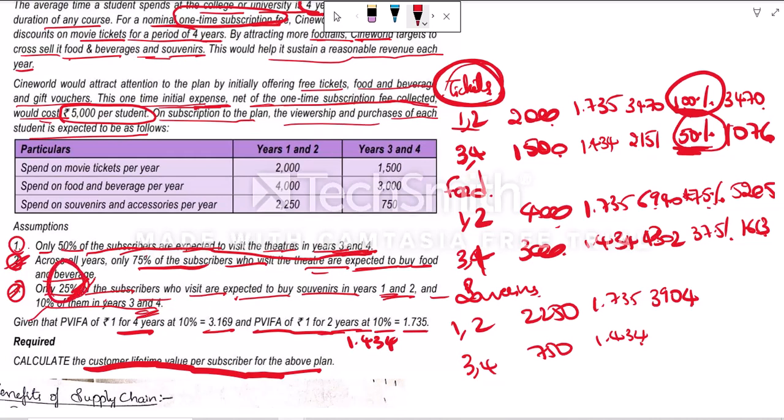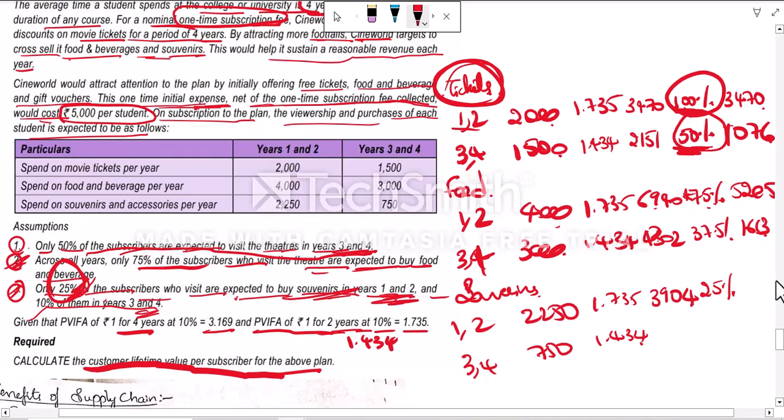See, here they have given in the question 25% of persons who visited are expected to buy the sovereigns. How many persons were visited in the first and second year? 100%. In that 25% means 25% of 100 is 25% only. So 3904 into 25% will be 976.